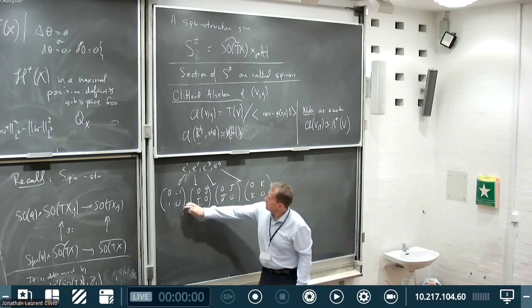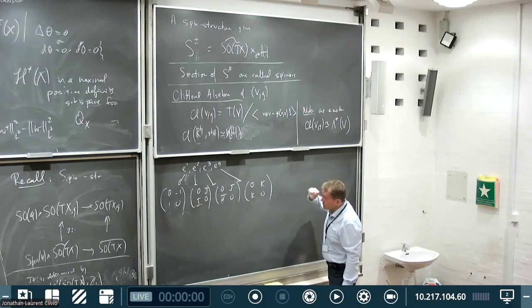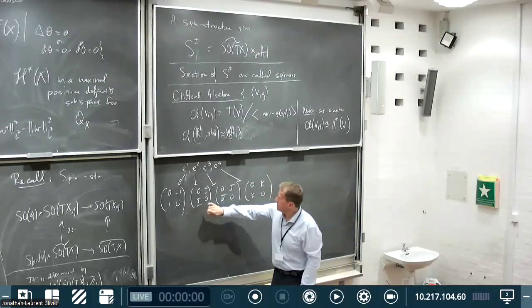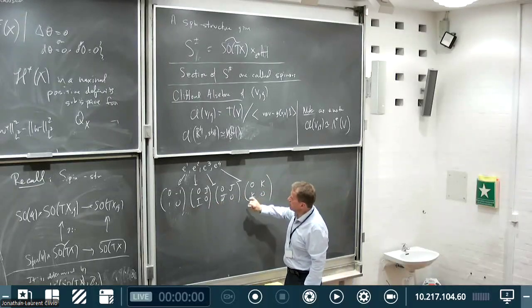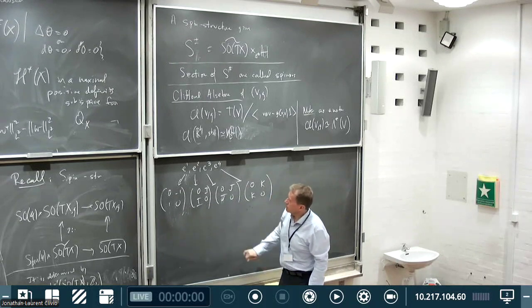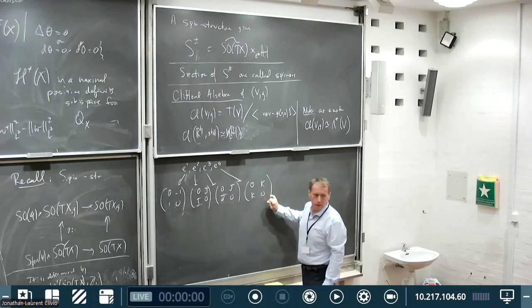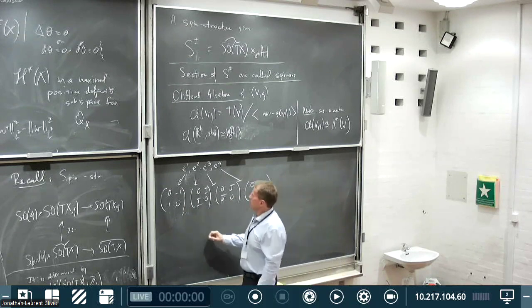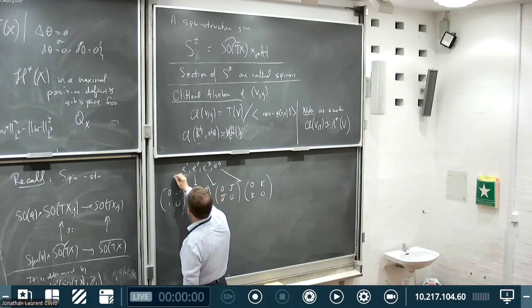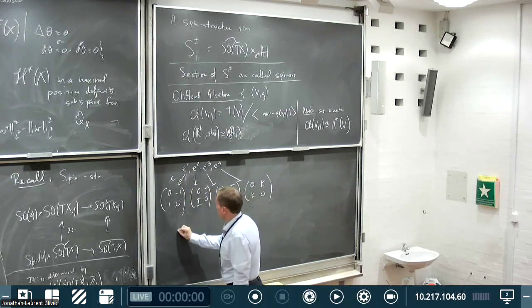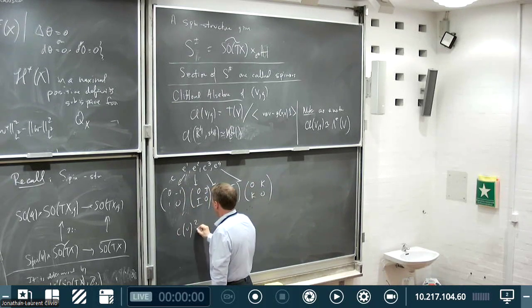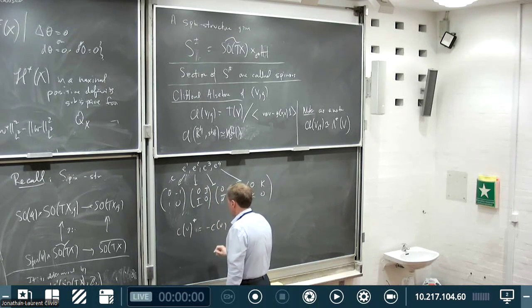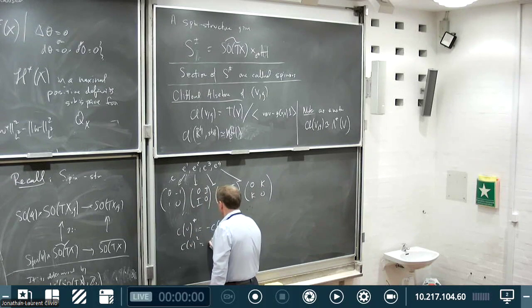One thing that's important to notice is that each of these is a skew symmetric matrix with the property that it squares to -1. Let's call this map C. So C adjoint of V is minus C of V, and C of V squares to minus one.